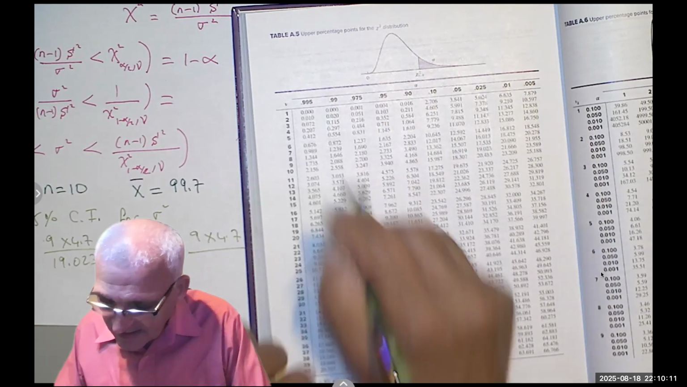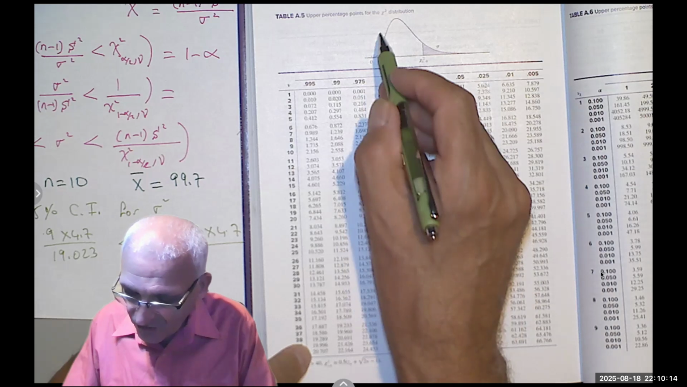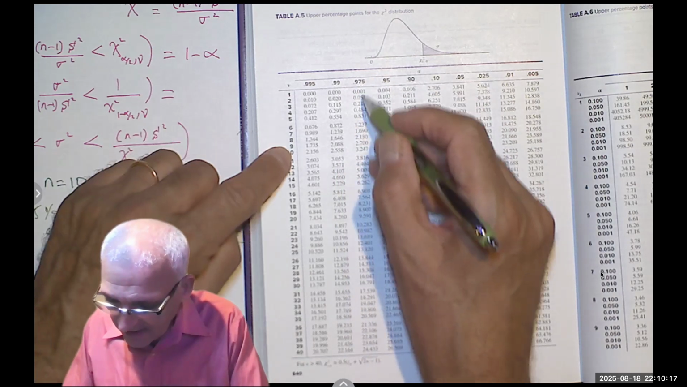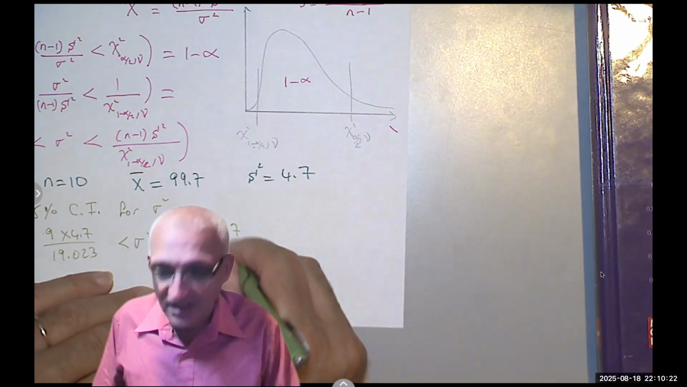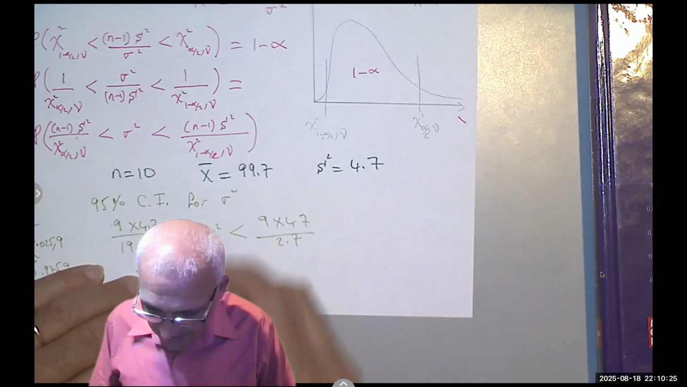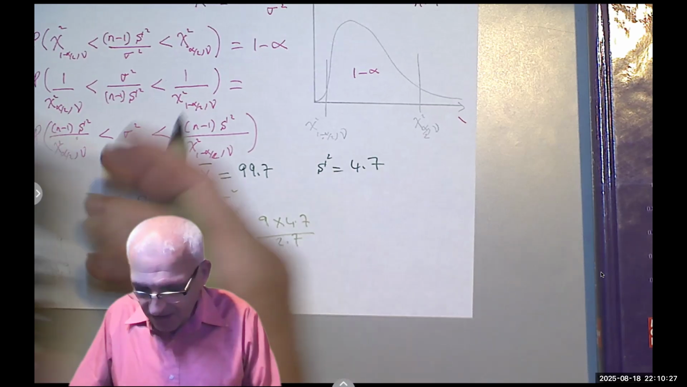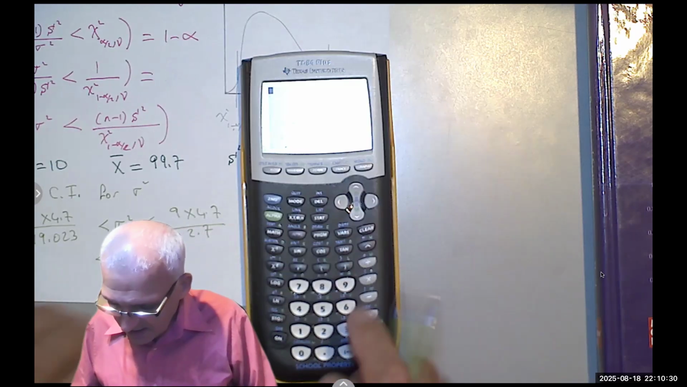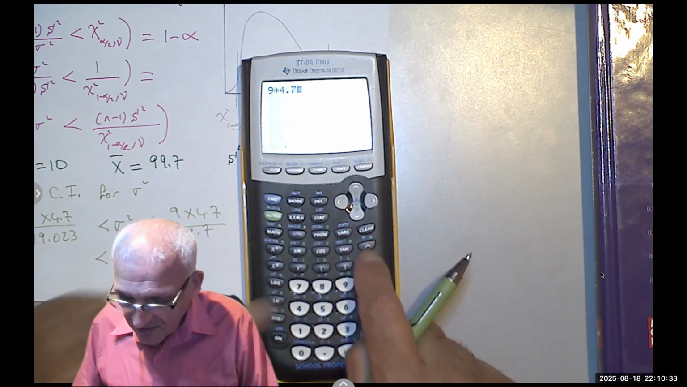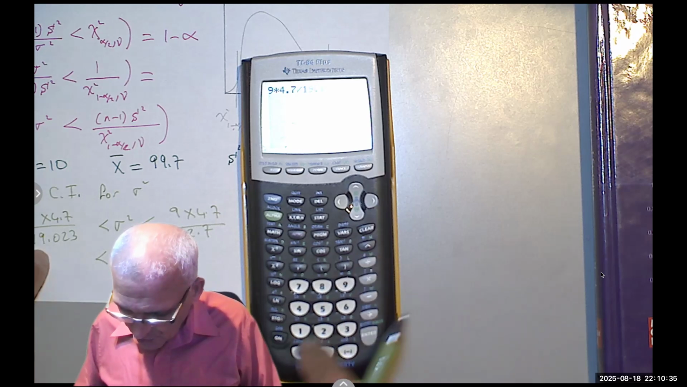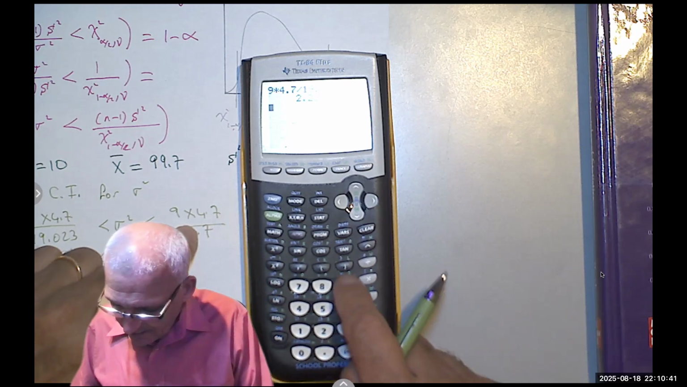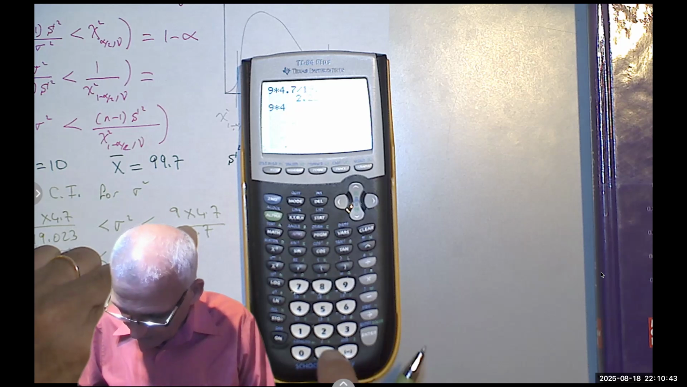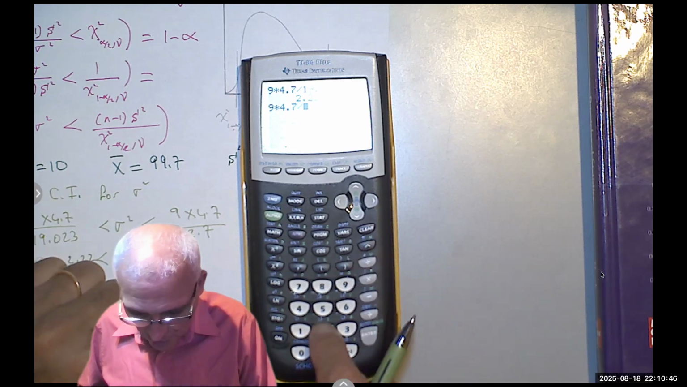And on this side, you get 0.975, which would be the smaller value. And for 9, it gives you 2.7. So sigma square, and then you can use your calculator easily: 9 times 4.7 over 19.023 is 2.22, and 9 times 4.7 over 2.7 is 15.66.